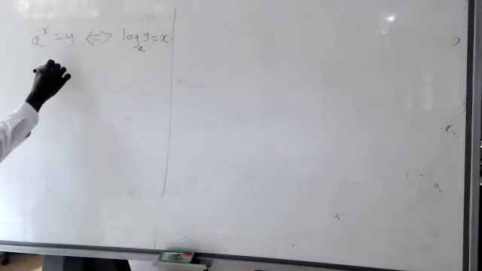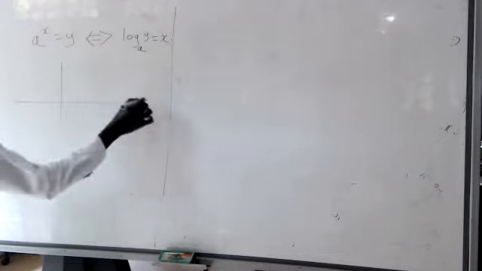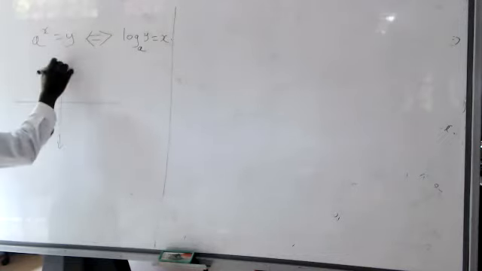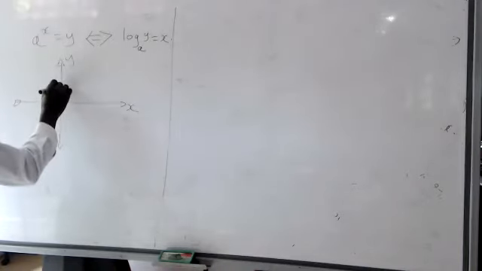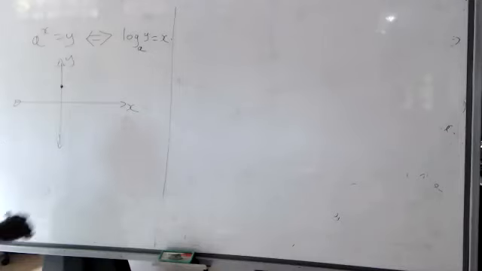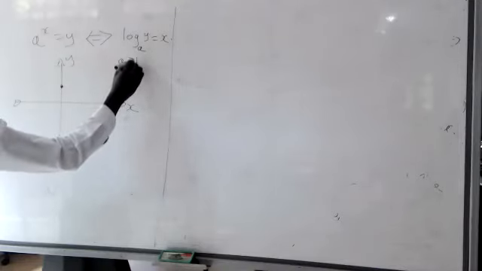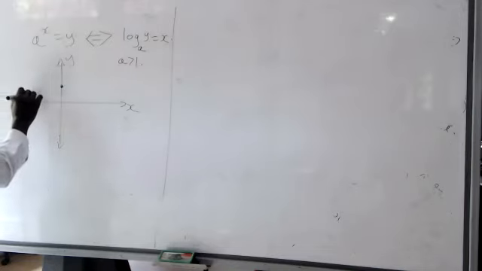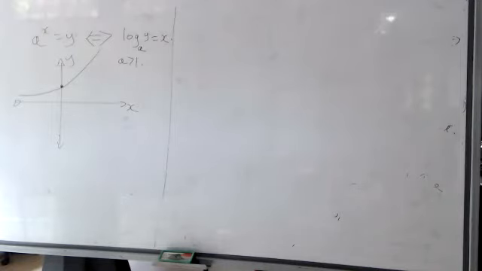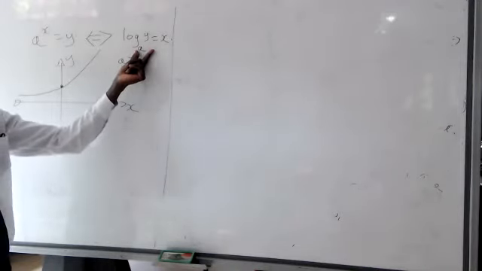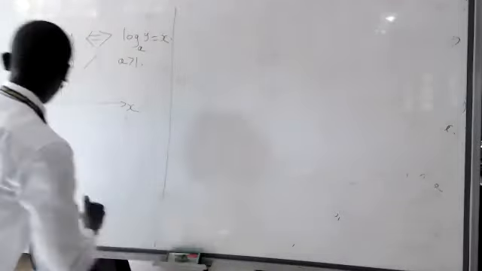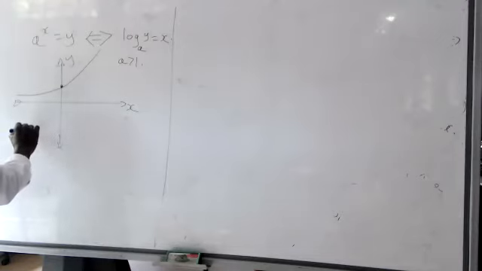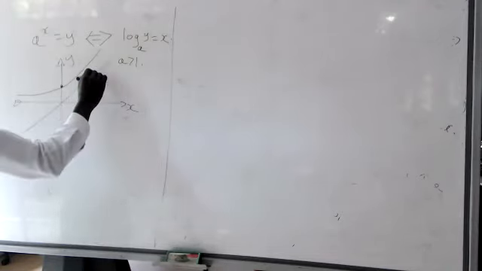In general, if you have an exponential function, y is a to the x. So this is x, this is y, because we know it's going to pass at a. And in this case, I'm assuming a is greater than 1. So we will have the graph go like that. Then to find the graph of the log of y to the base a, simply reflect this on the line y is equal to x. So the line y is equal to x is this line.